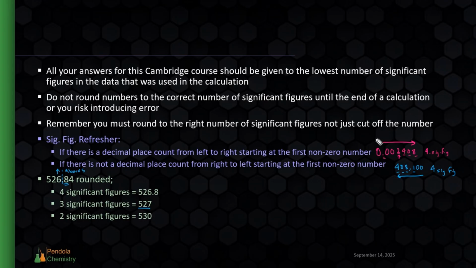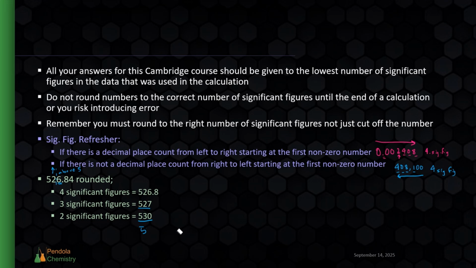And then finally, if we're going to do 2 significant figures, same thing. We're going to go for 2 significant figures. That's 5 and 2. We're going to cut it off here. Since the next number is a 6 and it's 5 or above, we're going to grab this 2, round it up to 3. So that is going to be 530. Be very careful. The answer is not 53, because 53 and 526.84 are nowhere near the same number.